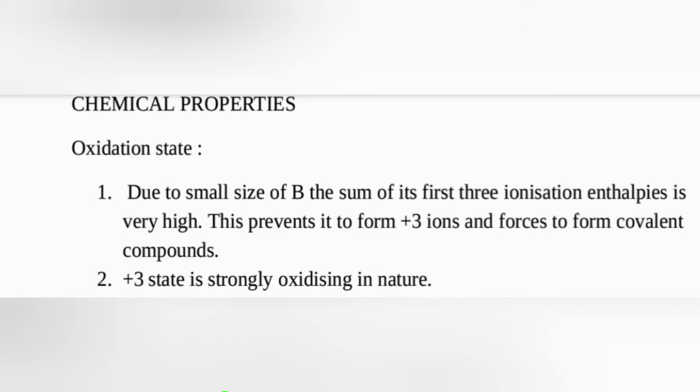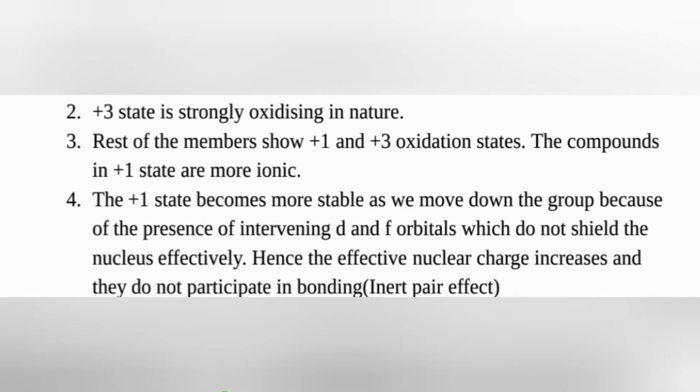The compounds in +1 state are mostly ionic. The +1 state becomes more stable as we move down the group because of the presence of intervening d and f orbitals, which do not shield the nucleus effectively. Hence, the effective nuclear charge increases and they do not participate in bonding. So this is the first chemical property, the oxidation state, with the +1 oxidation state stable because of the poor shielding effect of d and f orbitals.